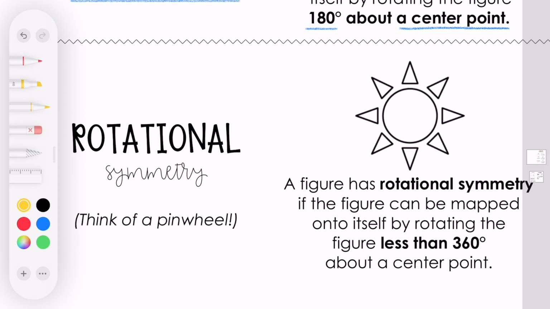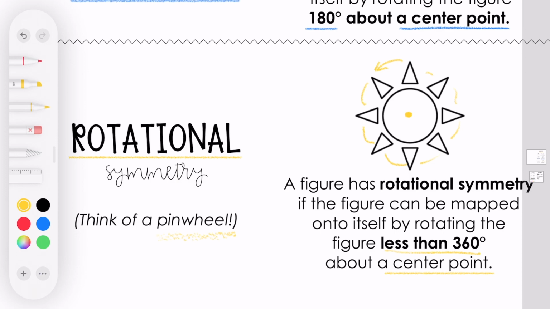Now, the yellow one, the rotational symmetry, I want you to think of a pinwheel. Pretty much it's that center point that we can rotate it, and no matter how many times we rotate it, less than 360, we will end up on the same spot. So I can rotate it here, and I'll have the same exact sun. I can do it here, and here, and here, and here, and here.